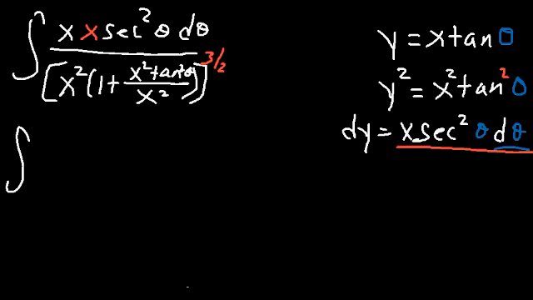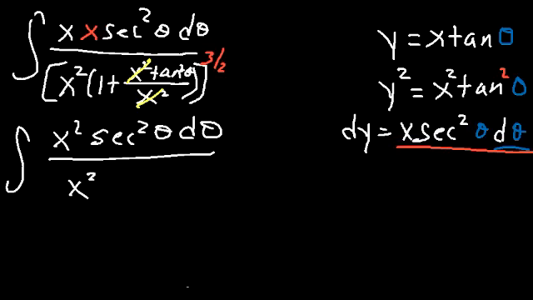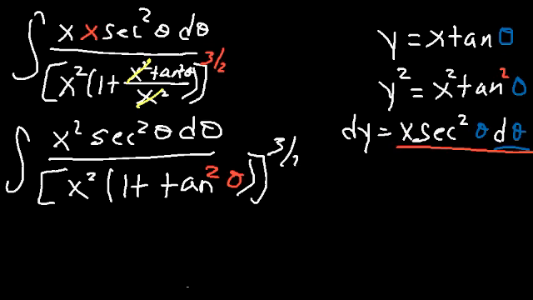So now what we have is an x squared on top times secant squared. We can cancel these two x squareds. On the bottom we have x squared times 1 plus tangent squared theta, and this is all raised to the 3/2. Now 1 plus tan squared is secant squared, so let's go ahead and replace that. That's a trigonometric identity. You can look it up on the internet.